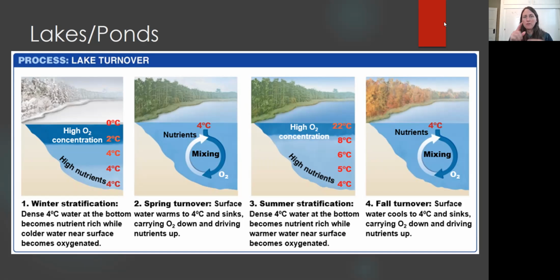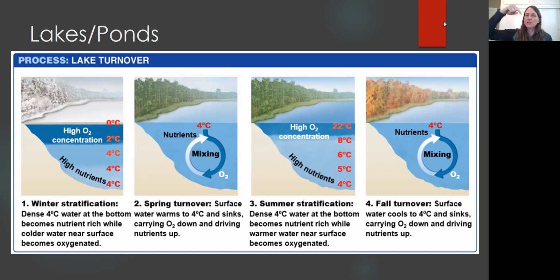The water warms to about 4 degrees C or warmer. Basically water sinks and nutrients come up and everything gets mixed. And in the summertime, things usually calm down and you get warm water at the surface because the sun heats it up. So now you get summer stratification.